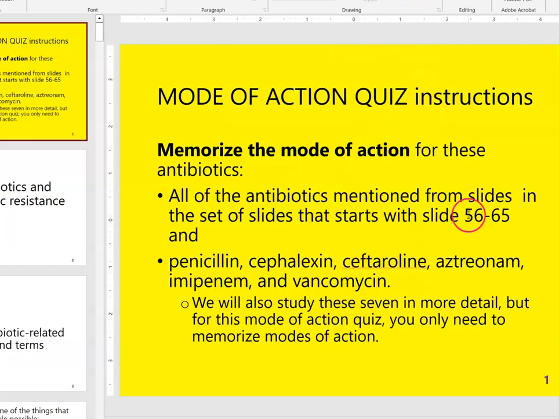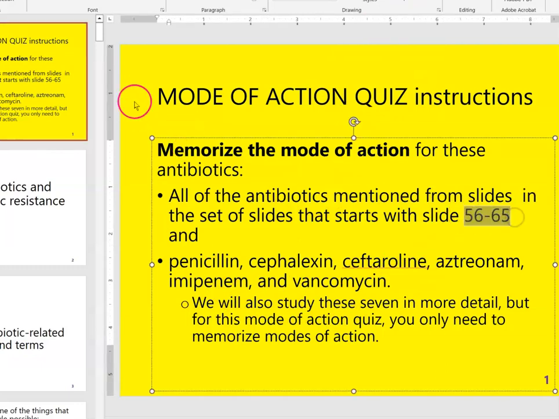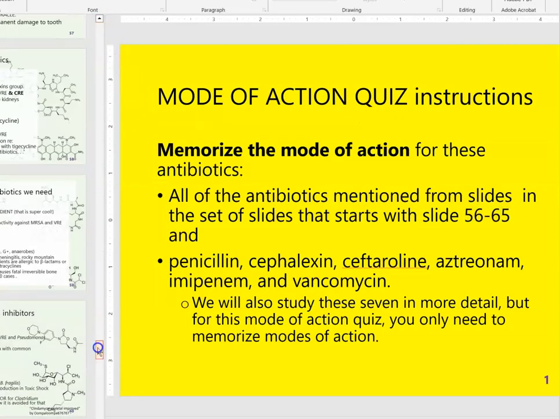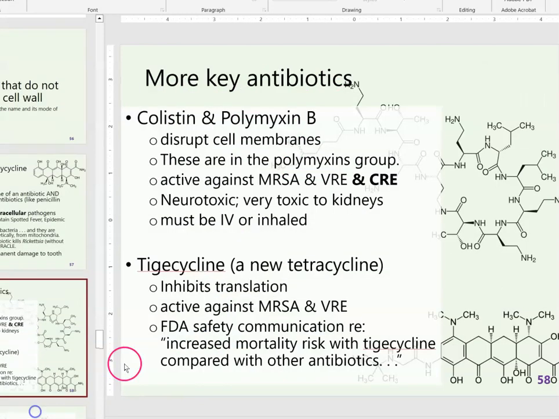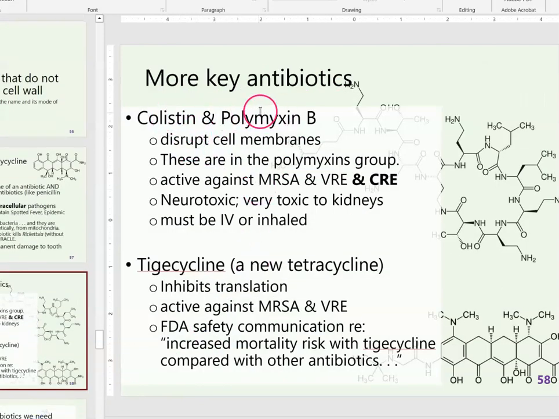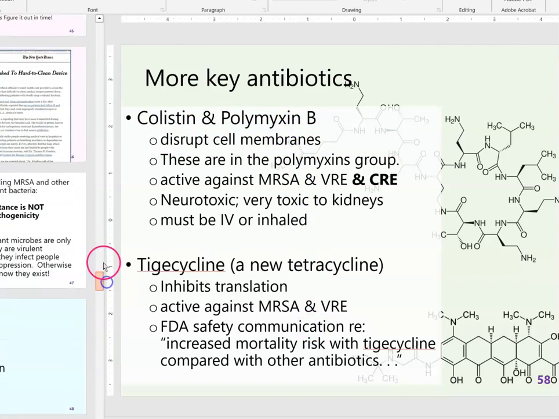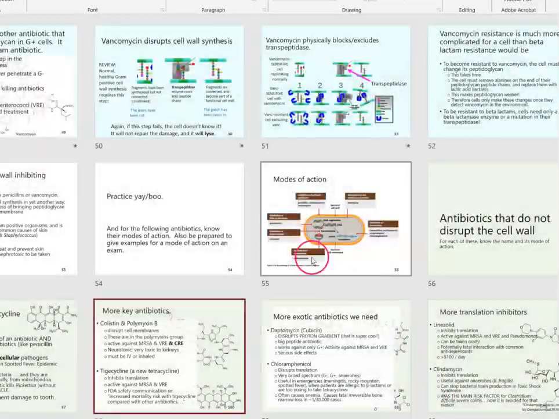There are quite a few, because there's the ones in this list from 56 to 65, where you can learn as much as you want about tetracycline and doxycycline, but all you need to learn is their names and that they inhibit translation. And you need to know about colistin and polymyxin B, and they disrupt cell membranes. That's all you need to know about them, but you could learn so much more if you wanted to. So that's pretty much it for antibiotics.